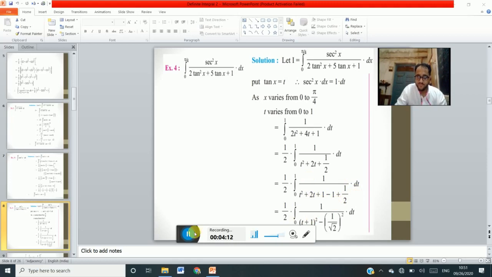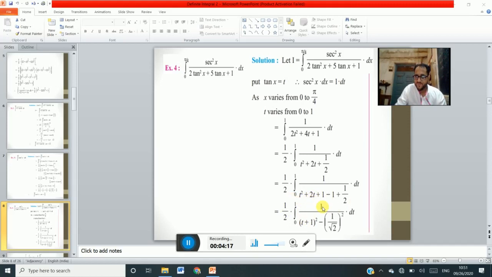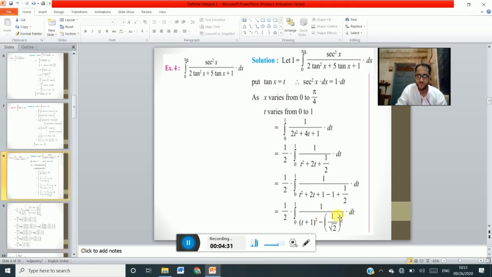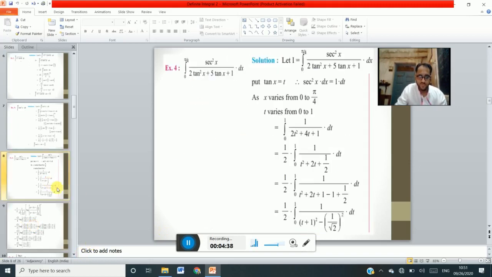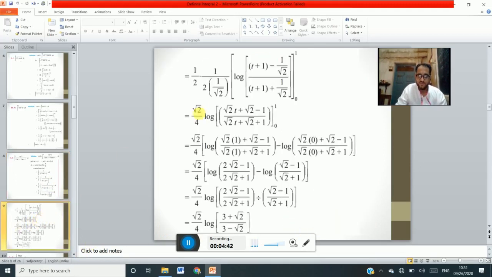Okay, then 1 by 2 integration 0 to 1 upon, this is the perfect square of t plus 1, and minus 1 plus 1 by 2 means minus 1 by 2, and minus 1 by 2 in square form is 1 by root 2 whole square. Okay, minus 1 by root 2 whole square, right? Now actually this is the standard form of 1 upon x square minus a square. So use the result of that, 1 by 2, and 1 upon x square minus a square is 1 upon twice a log of x minus a upon x plus a.